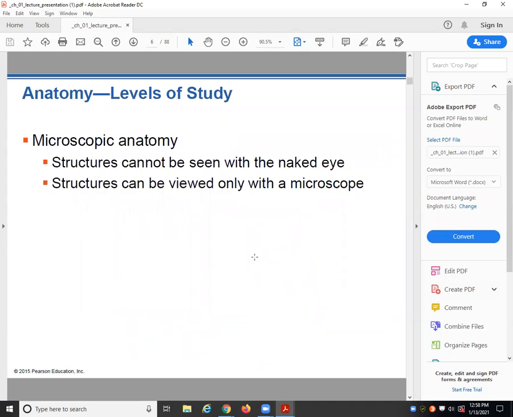Microscopic anatomy, on the other hand, means you can't see them just with your eyes. You got to use a microscope, right? And like I said, try to summarize. Try not to write every single word that's on the page, because I want you really paying attention, not just trying to catch every single word.